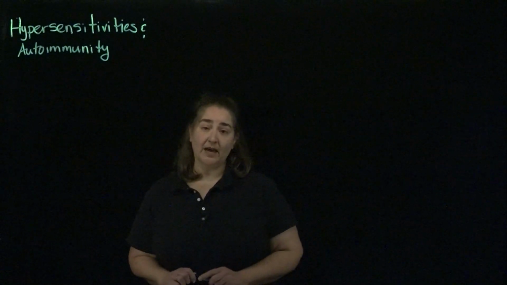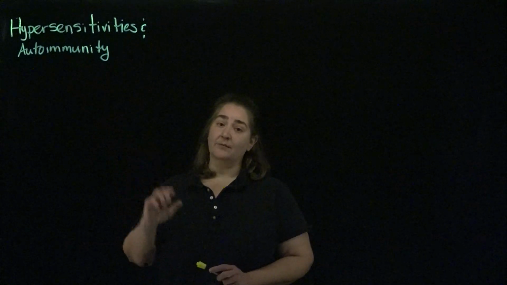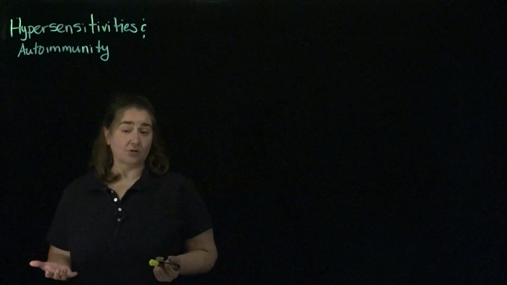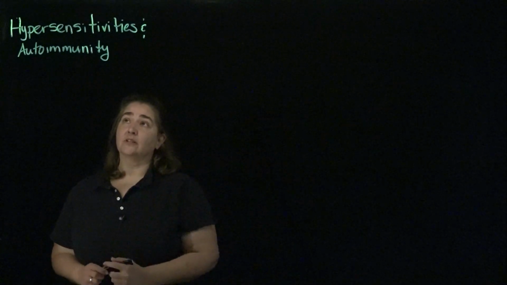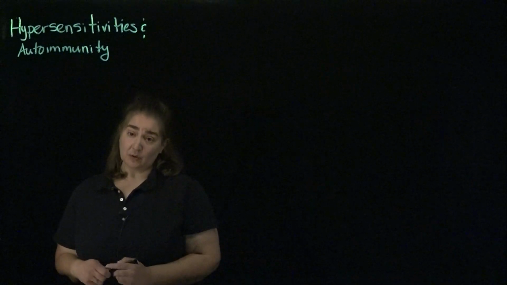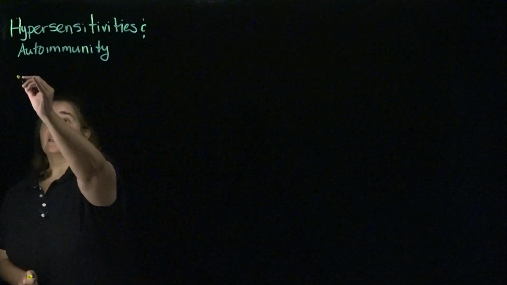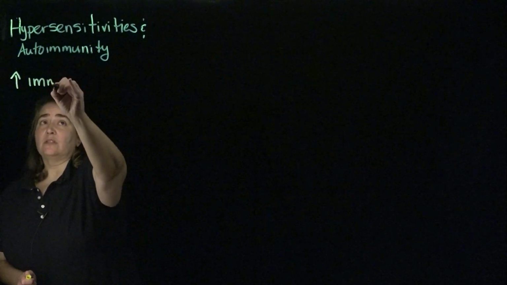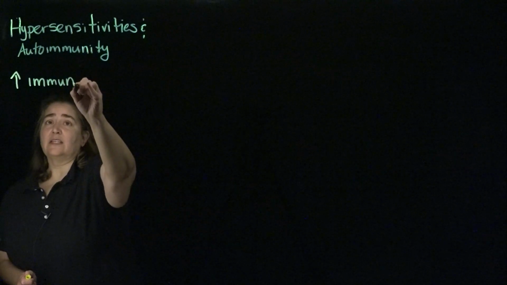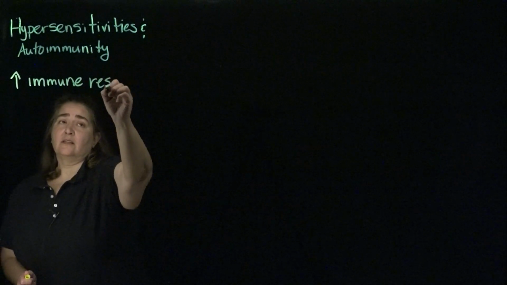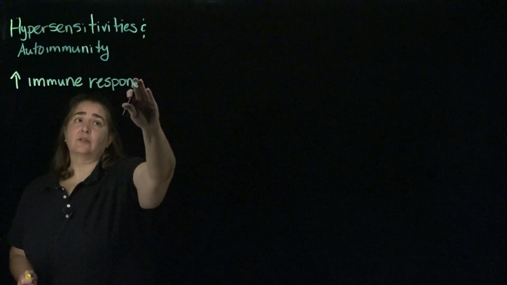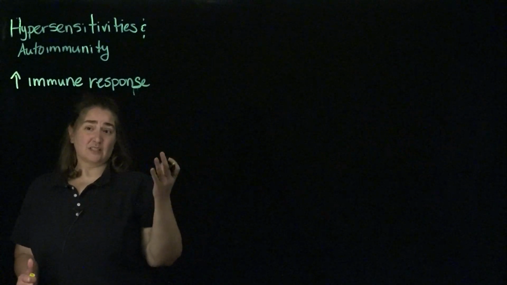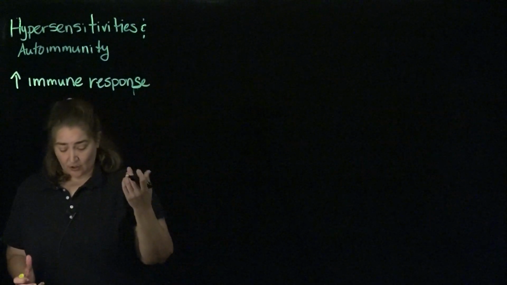Hello and welcome back. This video is going to cover what happens when the immune system doesn't respond correctly or has an altered response. So we're going to talk a little bit about hypersensitivities and autoimmunity. In the case of hypersensitivities and autoimmunity, you have an increase in the immune response, okay? It's either responding to something that isn't really a threat, so it's an excessive response.